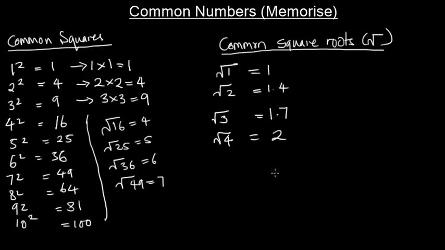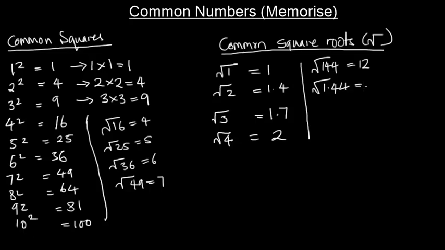Some other common square roots that can come up: we'll start off with the square root of 144, which is 12. So 12 times 12 is 144. But it can also be a decimal, just to see if you're able to recognize this simple pattern. They could give you the square root of 1.44.